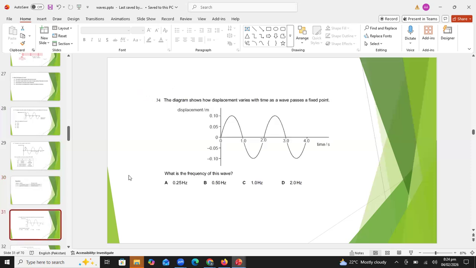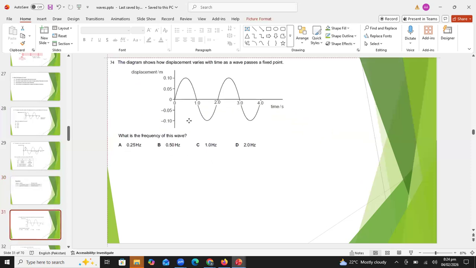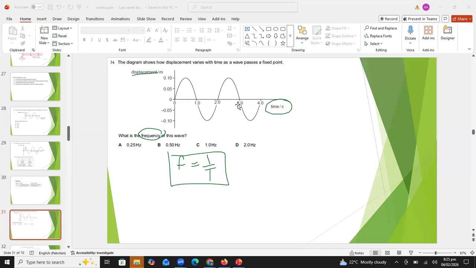Now, moving towards the next question, question number 34. In question number 34, again, you can see the time is given on the x-axis and displacement is given on the y-axis. Now, they are asking to calculate the frequency. Frequency can be calculated by using the simple formula 1 upon T. So if we know the time period, we can easily find the frequency.